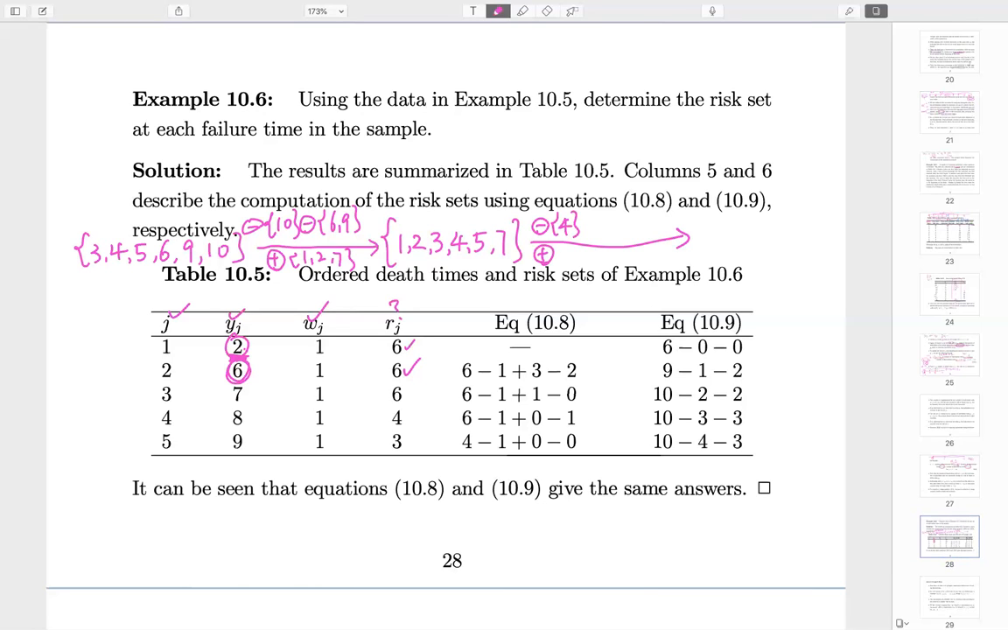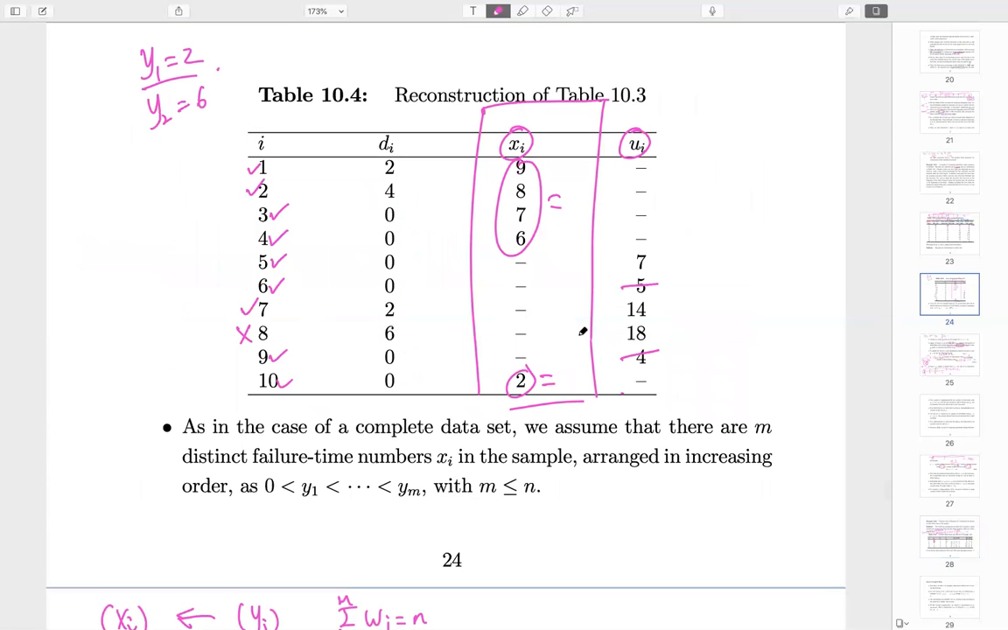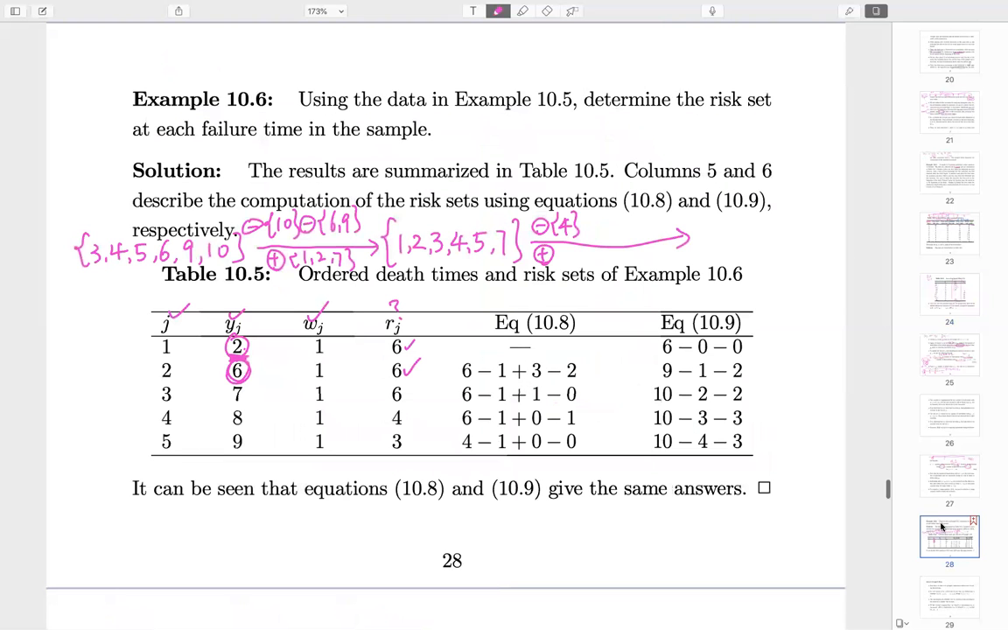Let's see whether we need to take anyone back or not. So for the next one, we need to see. Oh, I made a mistake here. It's patient number 3 who died at week 7. So number 7. So here is number 7, not.